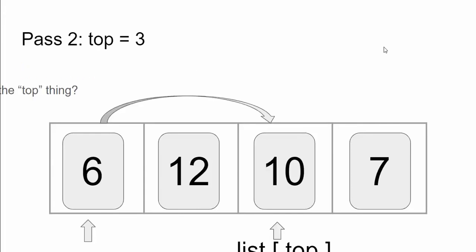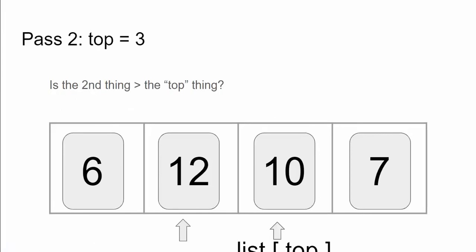So now we end up with that. And then we look at the next thing in the list. Is the 12 bigger than the 10? Well, yeah. So we switch them. And we're done with that pass. We've scanned everything up to top. Now we just repeat the recipe, right? Repeat the formula. Add one to top. So top is now four.